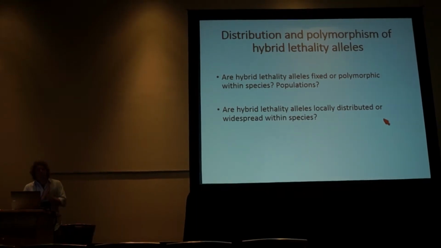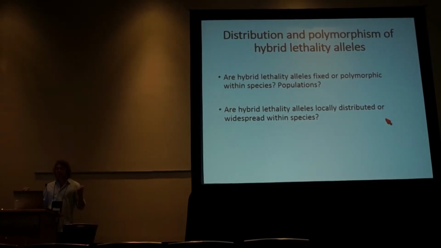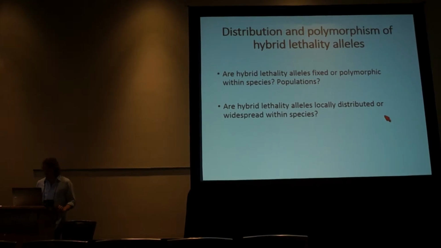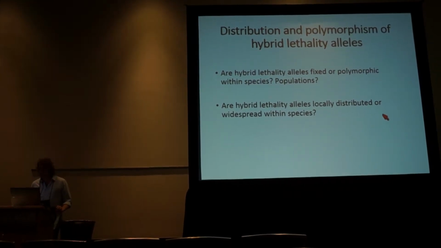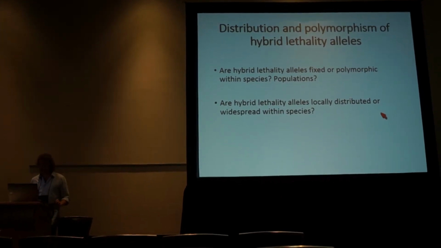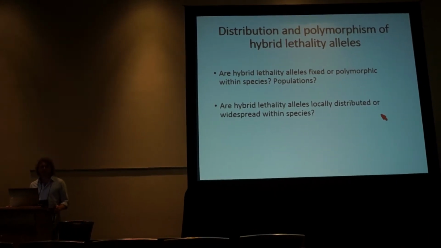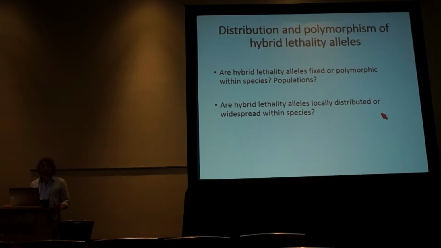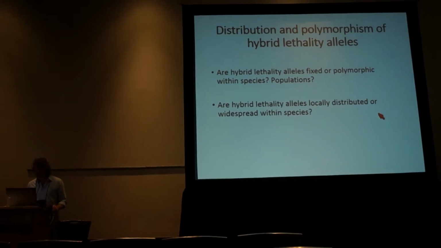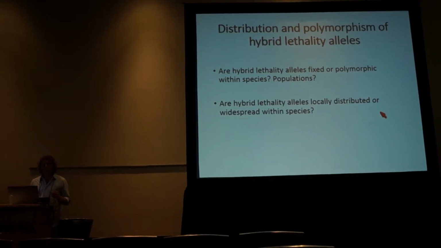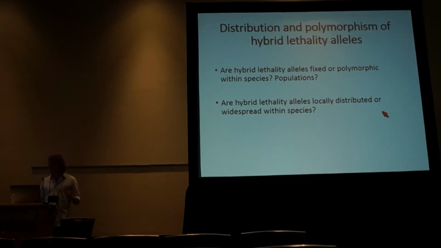So we were interested in understanding what is the distribution of hybrid lethality alleles within both of these species. And so we're wondering, are hybrid lethality alleles fixed or polymorphic within species or even within populations? And are hybrid lethalities locally distributed, or are they generally just widespread throughout the range?